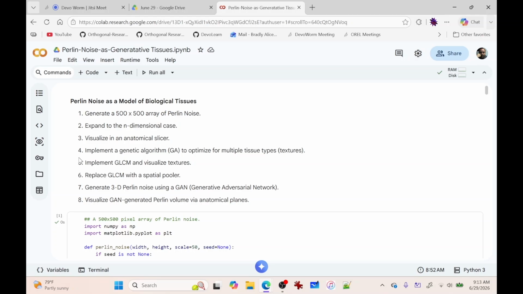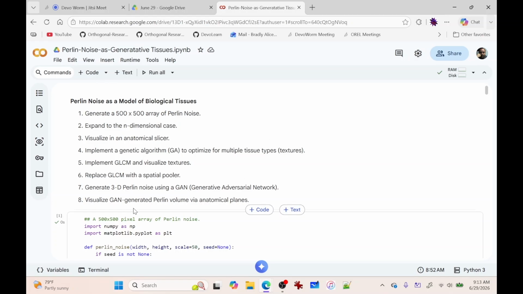And then we want to use a spatial pooler, which is a spatial algorithm or a spatial encoder, to represent that. And then steps 7 and 8, which I couldn't get fully to run yet. Number 7 is generate a volume of 3D Perlin noise using a GAN, or a generative adversarial network. So instead of the genetic algorithm, I want to use a GAN as an alternate form. And then I want to visualize GAN-generated Perlin volumes via anatomical plane. So I basically want to replicate what I did up here, but with a GAN.